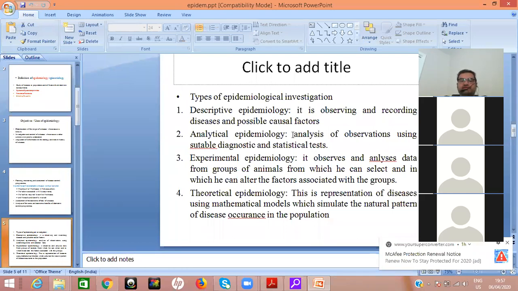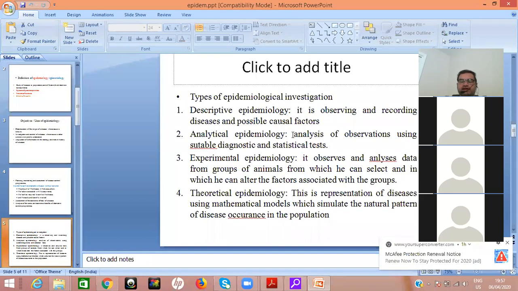The next is theoretical epidemiology. This is a representation of the disease using mathematical models which simulate the natural pattern of disease occurrence in the population. What is happening in COVID? Again, I am using this same example. The WHO or CDC have given a chart based on a mathematical model which simulates the natural pattern of occurrence of a disease in the population.